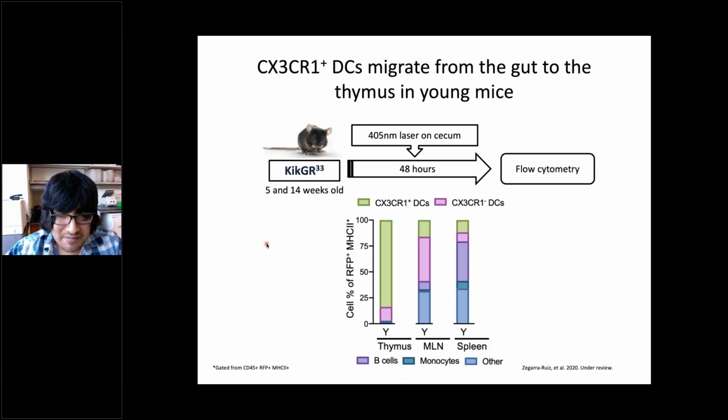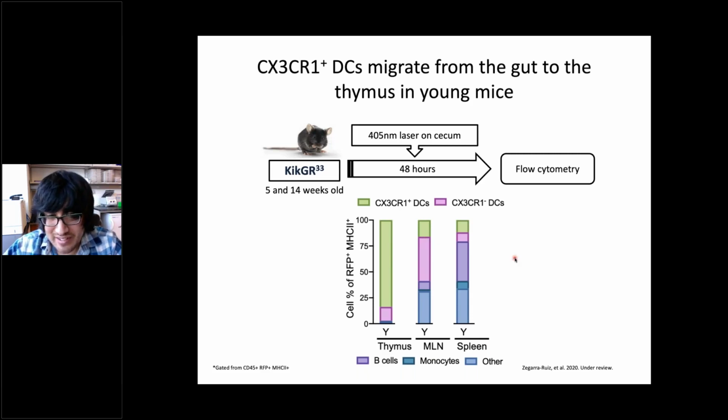To dissect a little bit more what kind of cells were migrating from the cecum into the thymus, MLN, and spleen of these mice, we performed deeper flow cytometry characterization, and we realized that the majority of cells leaving the cecum and getting into the thymus were actually CX3CR1 dendritic cells. However, in the MLN and spleen, this population, the CX3CR1 dendritic cells, were not the majority.